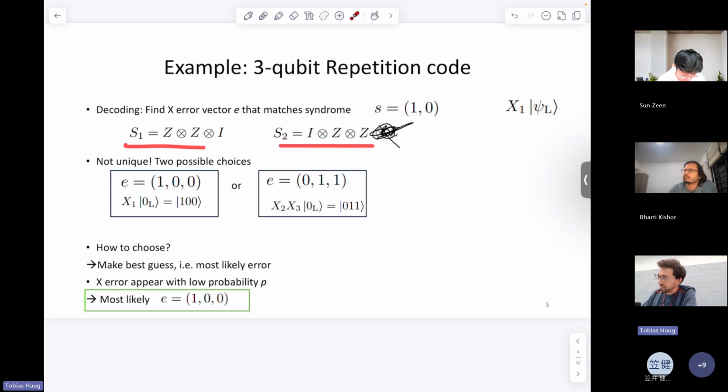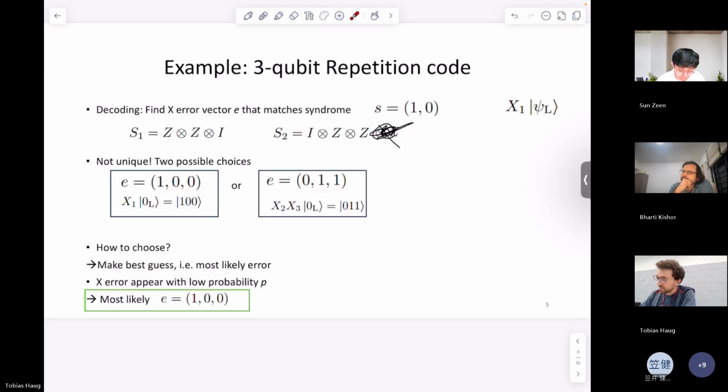And for example, in our case, where we have the syndrome vector 1, 0, you can really see this because there's 2 possible errors that match the syndrome information. Of course, what matches is the 1, 0, 0, the error that actually happened, X error, the first qubit. But you can also see that if you have an error 0, 1, 1, which is basically X flip on the second and third qubit, that produces also the same syndrome, right?